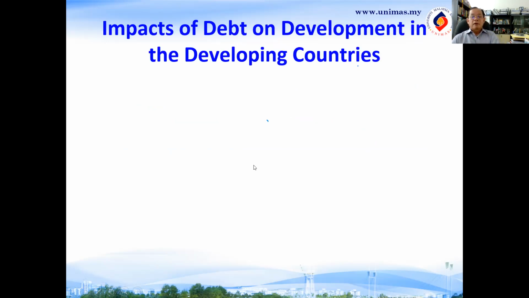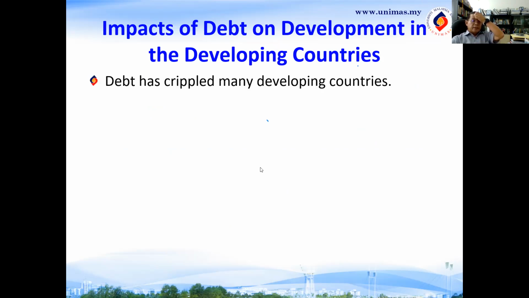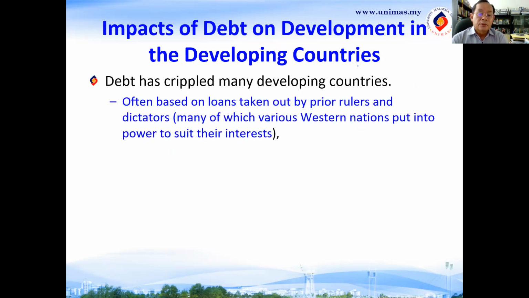So what is the impact of debt on development in developing countries? The impact is that debt has crippled many developing countries. Often it is based on loans. For example, one example is that the loan was made by a previous government, or a dictator.